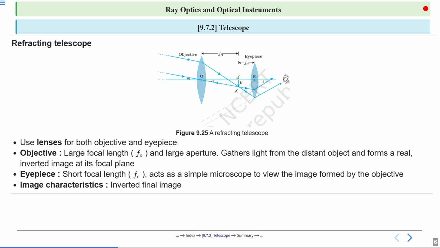Finally, the image produced by a refracting telescope is inverted. This is a common characteristic of telescopic images, but it doesn't affect the observation of celestial objects. Understanding this helps us interpret what we see through the telescope.